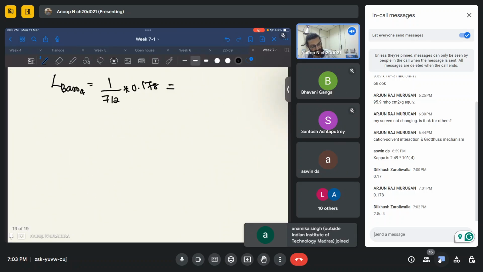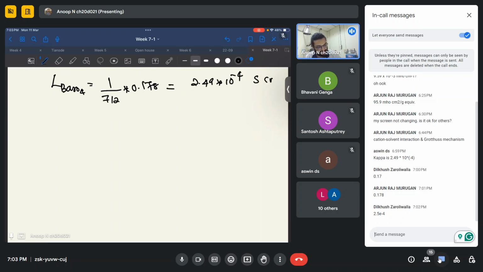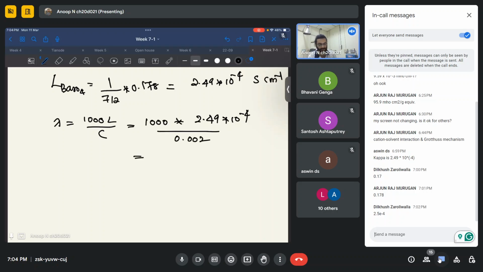Yeah. So the value will be coming 2.49 into 10 raised to minus 4. Always put units, Siemens, centimeter raised to minus 1. So from that we can calculate lambda is equal to 1000 L by C, which is nothing but 1000 into 2.49 into 10 raised to minus 4 divided by what was the concentration? 0.002.